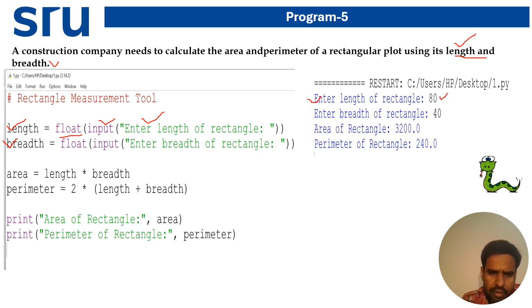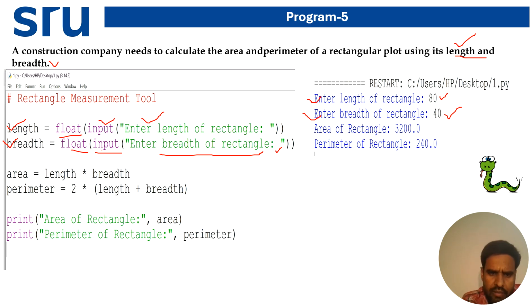Now breadth, float, input. I am taking input from the user side. Now I'm going to display this message: enter the breadth of the rectangle. So I'm using the input function, and I am taking 40 as input.